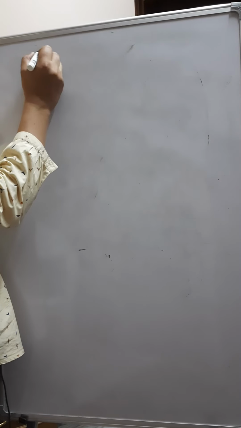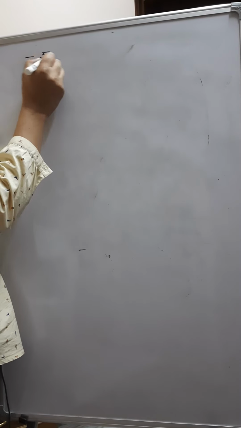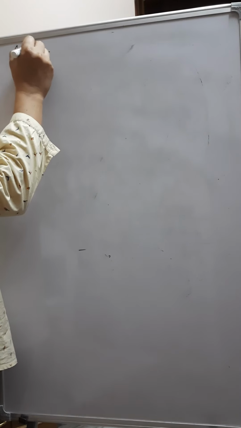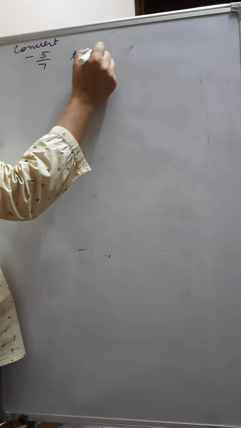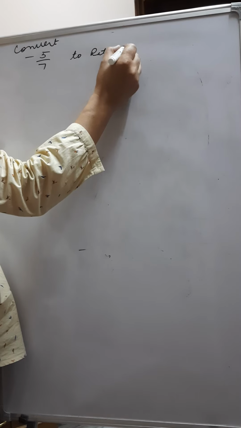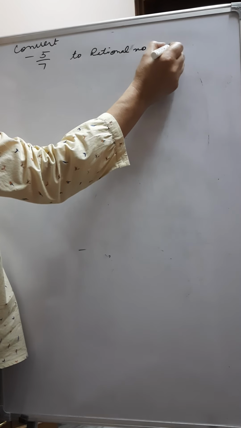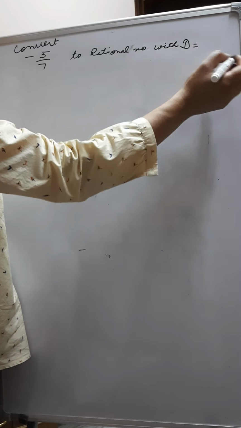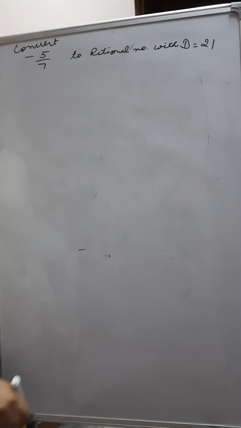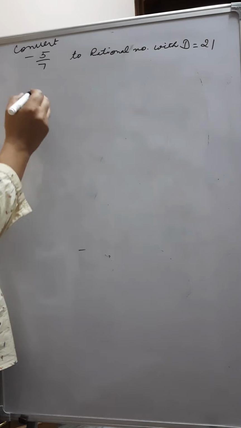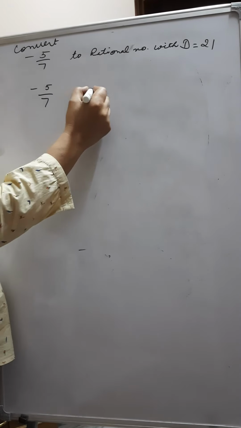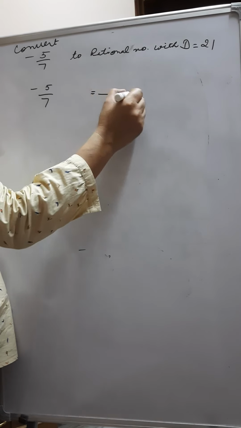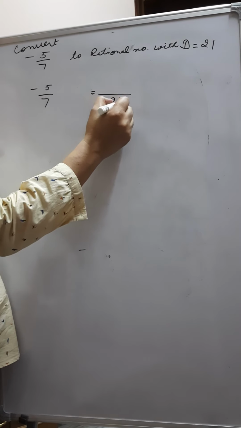If the question is like this, that you are given the rational number minus 5 over 7 and the question is: convert minus 5 over 7 to a rational number with denominator 21. It means minus 5 over 7 is the given rational number and you are given the denominator as 21.